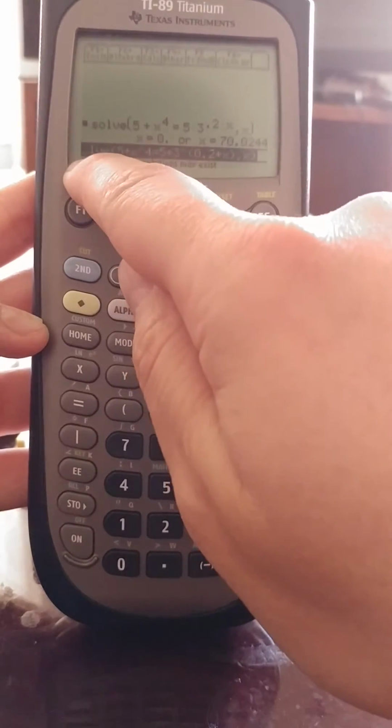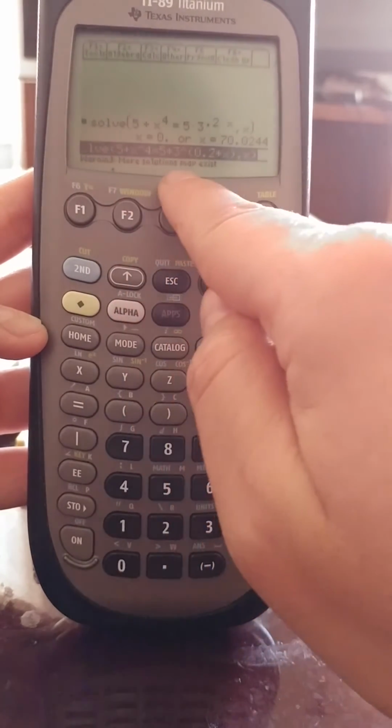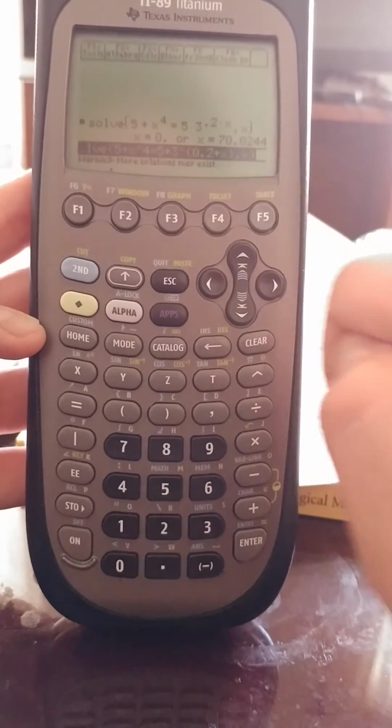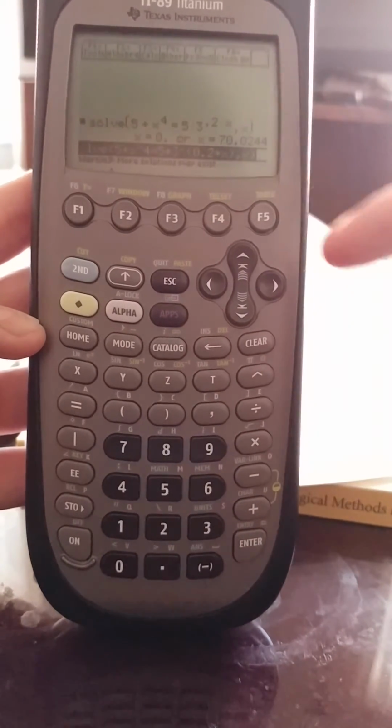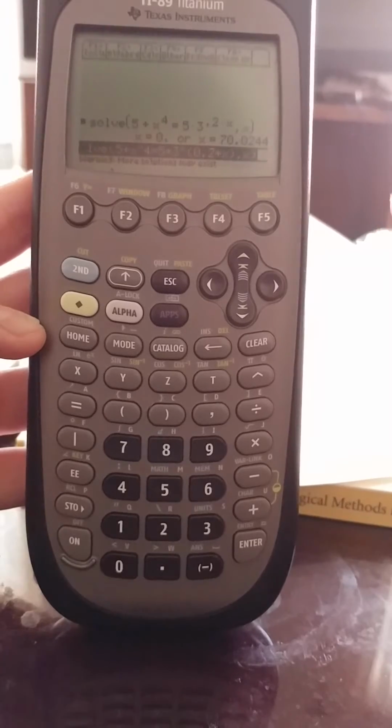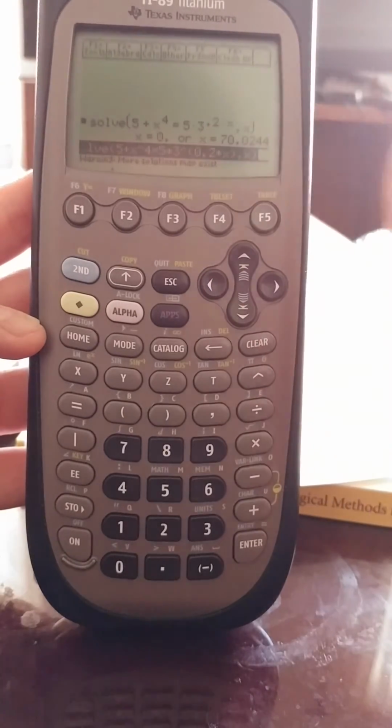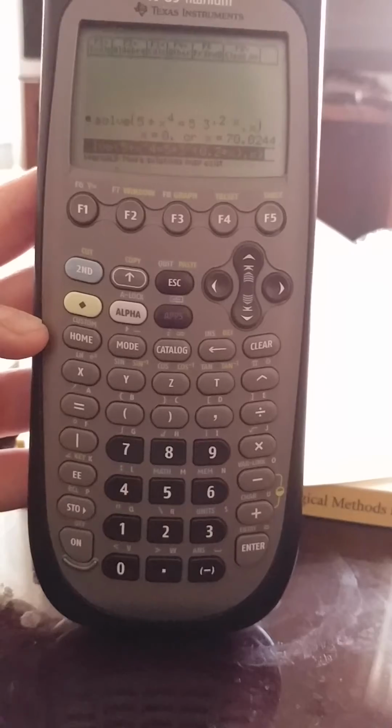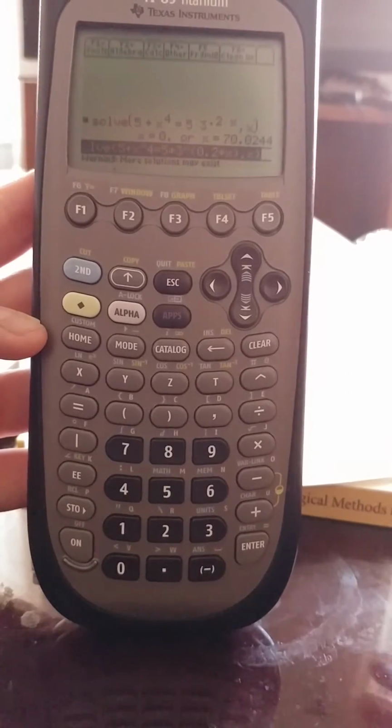Now, you might see in the bottom here, warning, more solutions may exist. This is because the calculator internally uses a numerical routine to find these solutions, which is actually imperfect. It's not algebraic, and in fact, it can miss solutions.